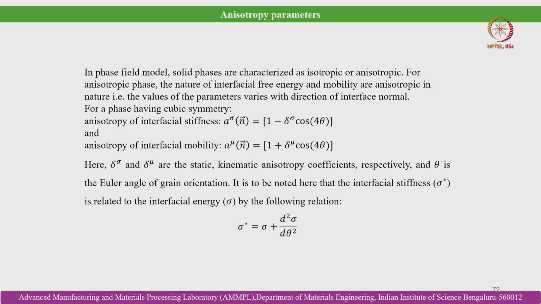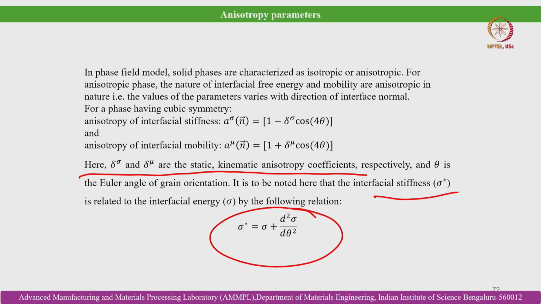So, here delta sigma and delta mu are the static and kinematic anisotropic coefficients respectively, and theta is the Euler angle of the grain orientation. It is to be noted here that the interfacial stiffness sigma asterisk is related to the interfacial energy sigma by the following relationship. That is, interfacial stiffness sigma asterisk is equal to interfacial energy sigma plus d2 sigma by d theta 2. Okay.